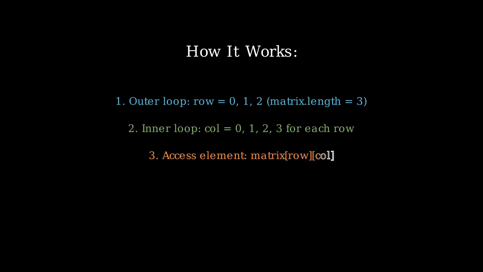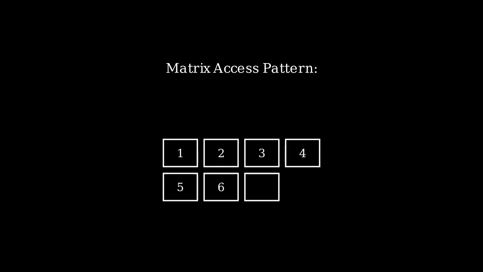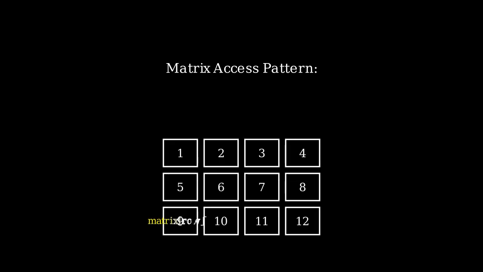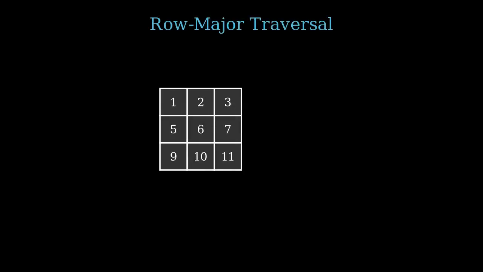Let's break down how this works. The outer loop starts with row equals 0 and keeps going until it's less than matrix.length. So it's going through each row one at a time. Then for each row, the inner loop starts at column 0 and goes through each column in that row. Each element is accessed using matrix[row][column]. We call this row major traversal. That's because we're visiting every element row by row.